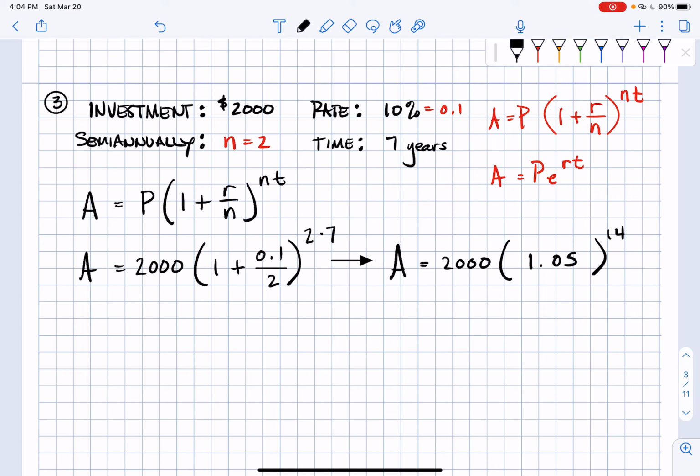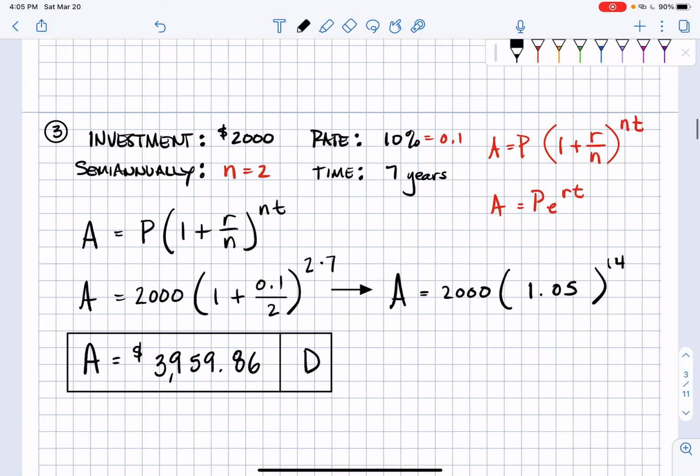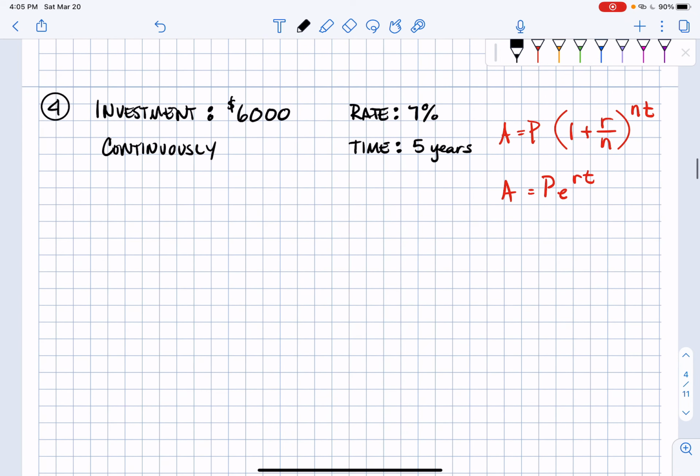2,000 parentheses 1.05 close parentheses caret 14. And that's going to give me an A of, or my final amount of, $3,959.86. Okay, and that's going to be choice D. Boom, there you go. There's number 3. And number 4, same idea.